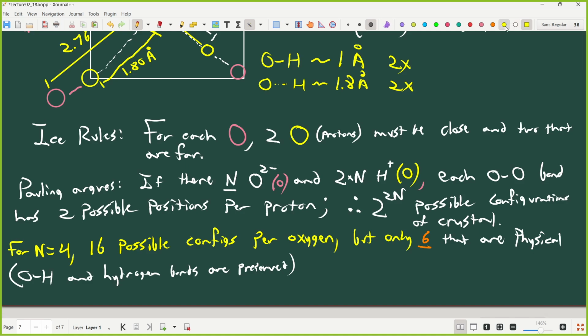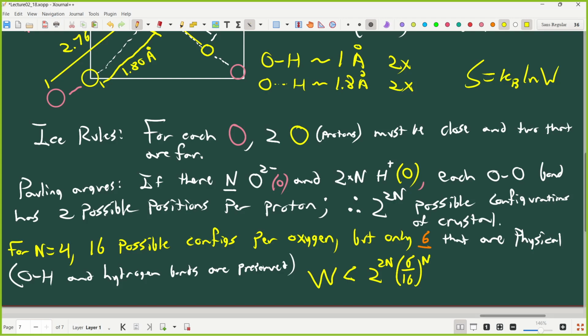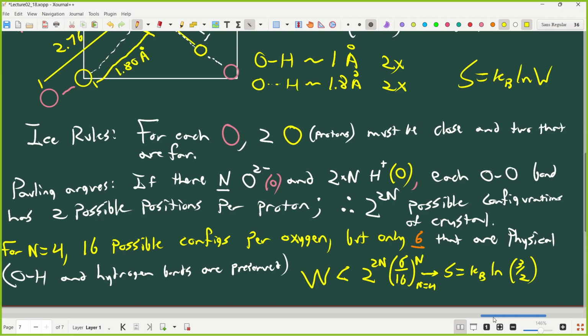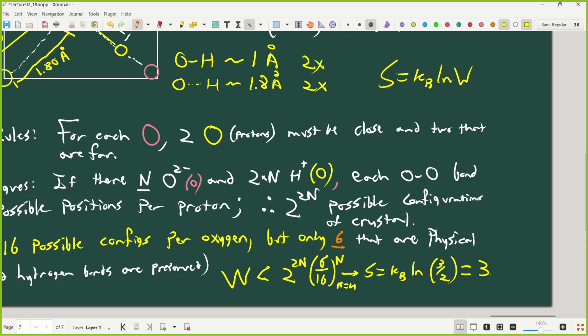And so what Pauling argues is very, very clever. I'm not going to go through the math of this, but I'll show you what he shows. He shows that W, remember that S is equal to kB ln W, the number of arrangements, you've seen this a million times, is bounded by 2 to the 2N times 6 over 16 to the N power. And so if you let N equals 4 here, S is equal to kB log of 3/2. That's what the math works out to for this equation. And that's exactly 3.4 joules per mole per Kelvin, which is the value, the discrepancy.